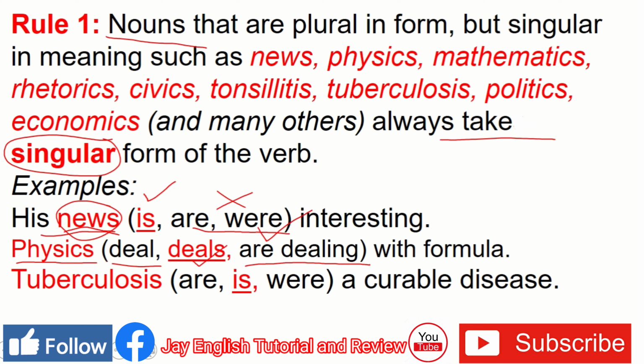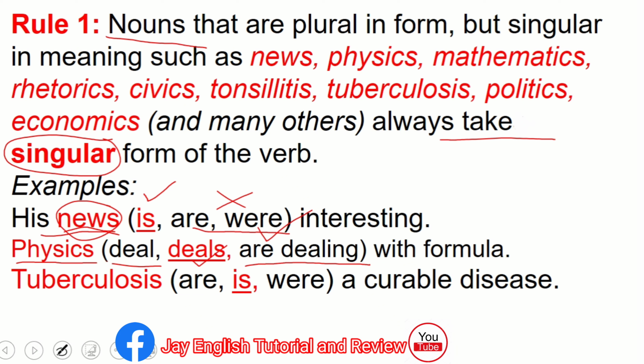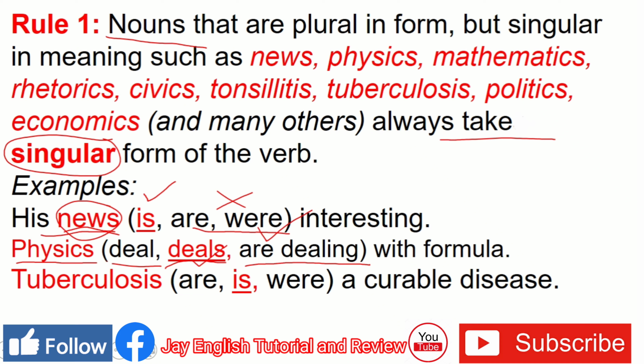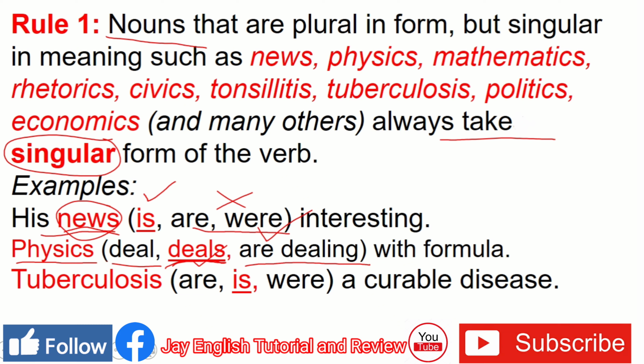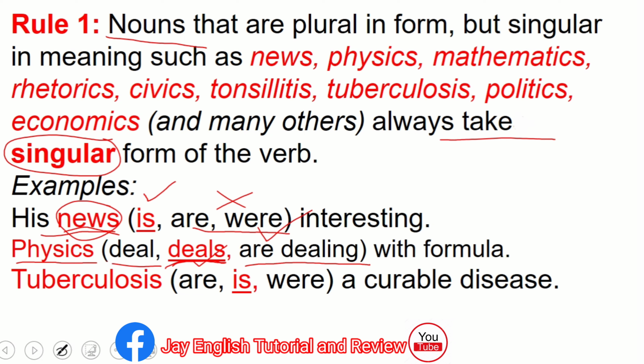By the way, please be reminded that for a regular verb like deal, if you want to make a regular verb into a singular form, just add s, just like deals. Because without s, it is plural, just like deal. I will repeat. Any regular verb like this one, the verb deal, if you want to make that particular verb singular, just add s, just like deals. Because without s, again, it is plural. Okay? So physics deals with formula.